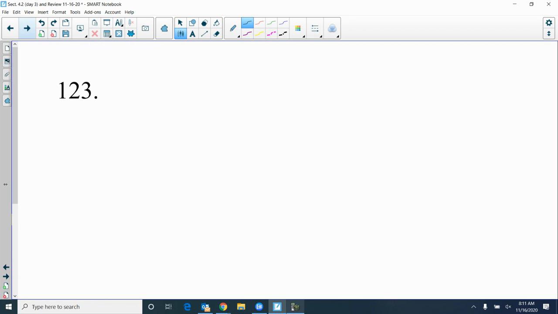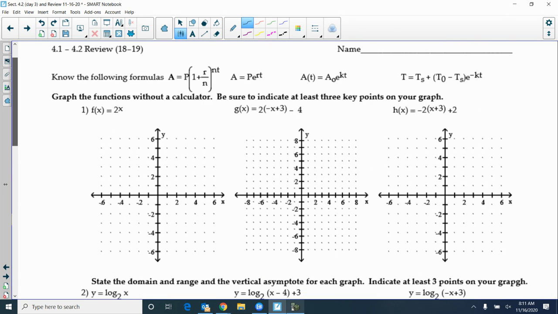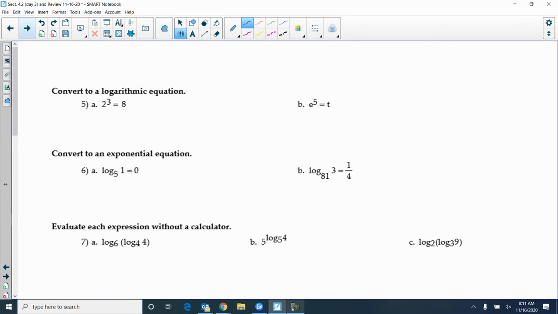So you've got to find that for this case. Now I'm not going to go through this because I want to give you some class time. I'm going to give you this review. The answers will be in the class notes. And let me hand this out.